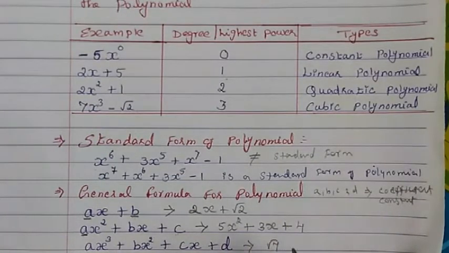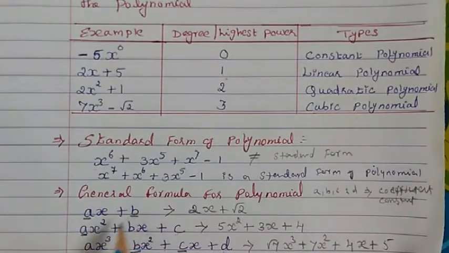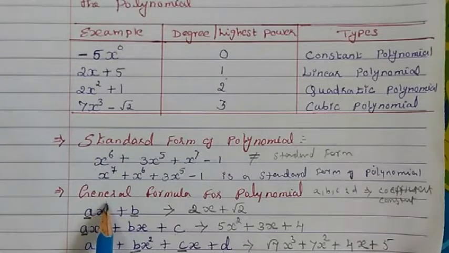In the same way here also, in the place of a you can write some number and x raised to 3, plus in the place of b some number, then x raised to 2, plus in the place of c you can write any number, then x, then plus, in the place of d also you can write any number. So like this only the polynomials are written. So this is a general formula: ax plus b, then ax squared plus bx plus c, then ax cubed plus bx squared plus cx plus d.